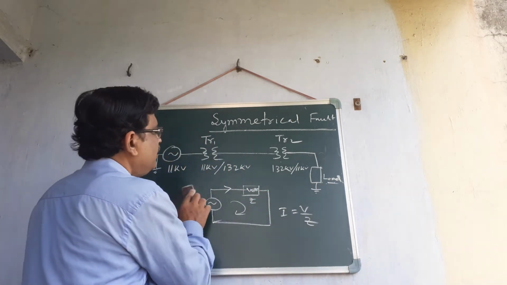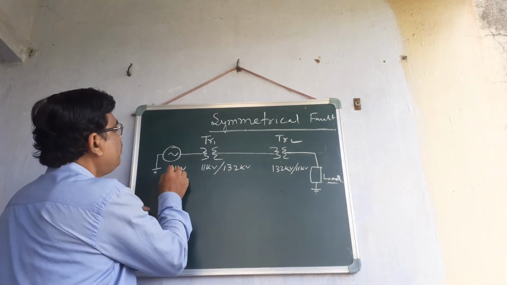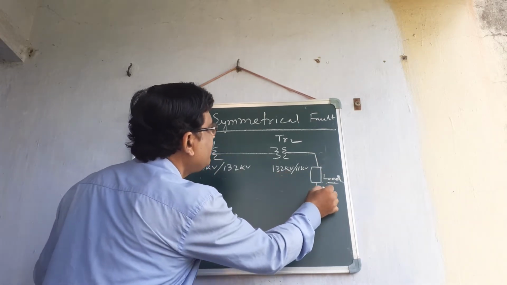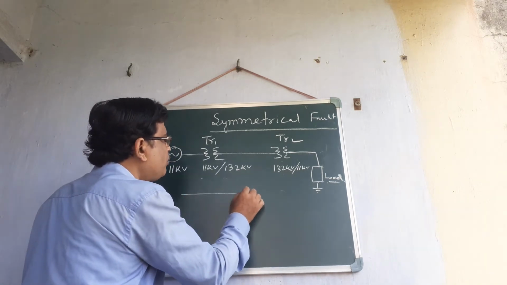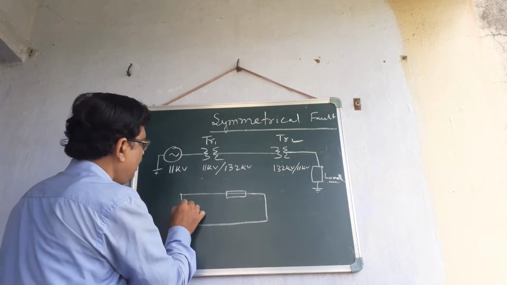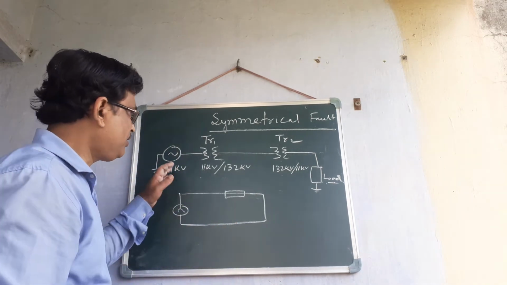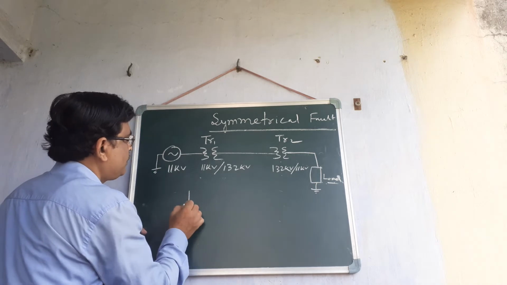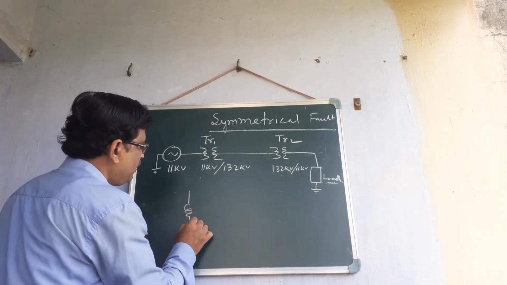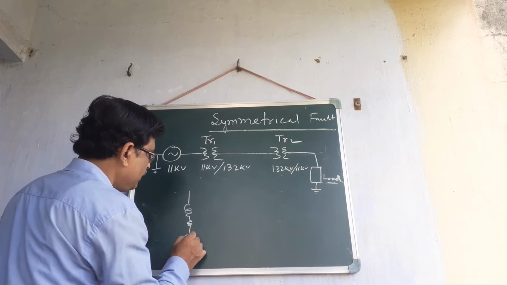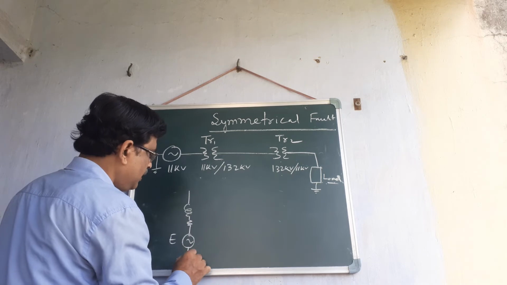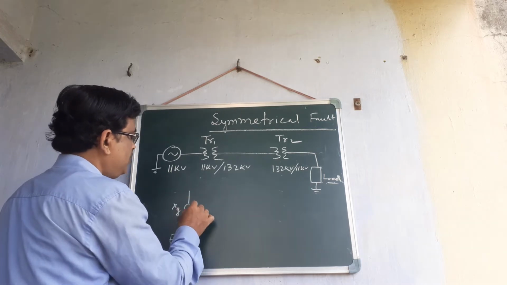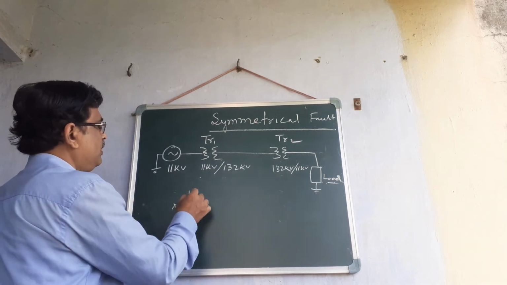Now let us find out: here the voltage is 11 kV, here 33 kV, and there are differences in voltage and impedance. So can we draw a single loop with the source? It's not possible here, because if we draw the equivalent circuit, it has the voltage E and its RG, XG, which is the equivalent circuit of this alternator.